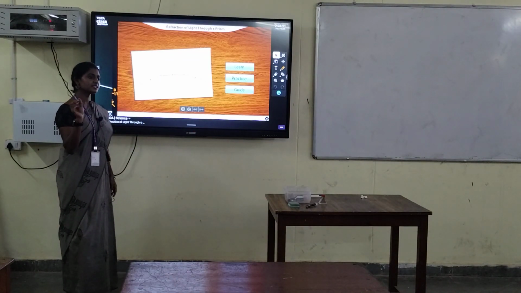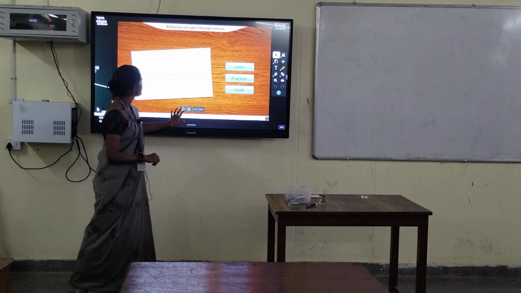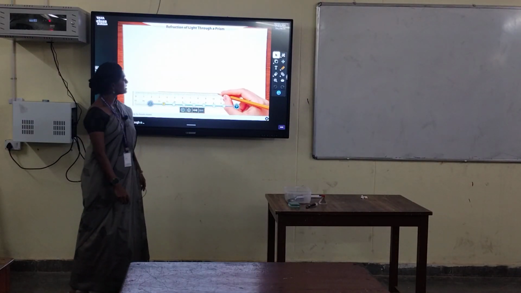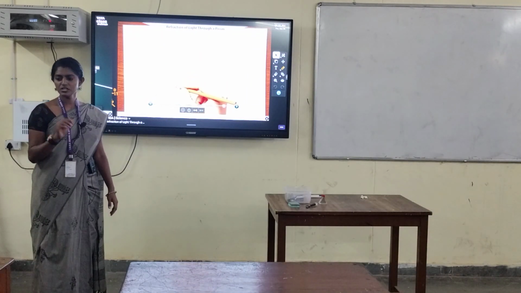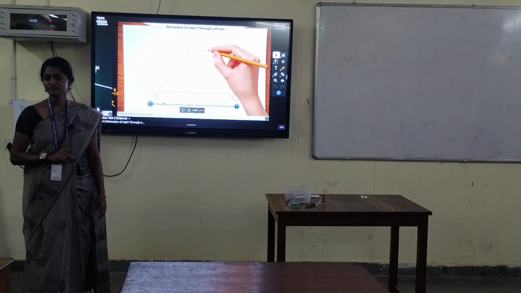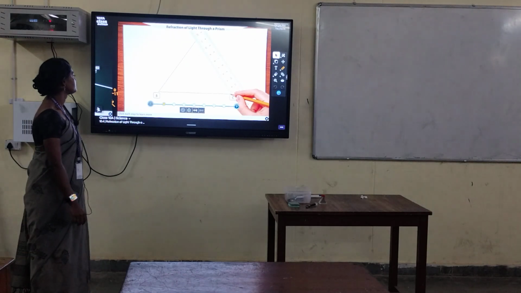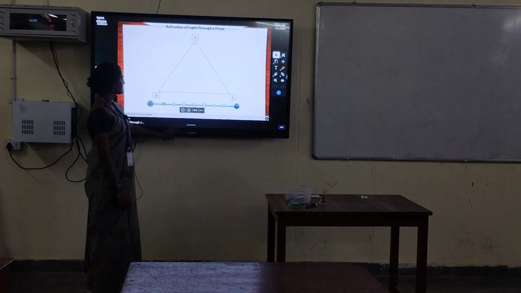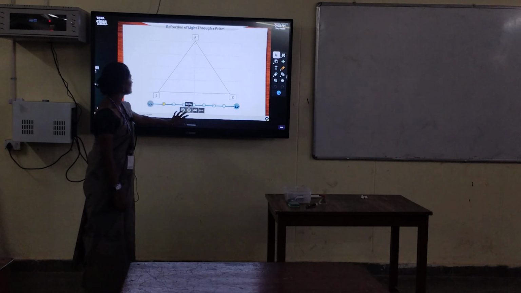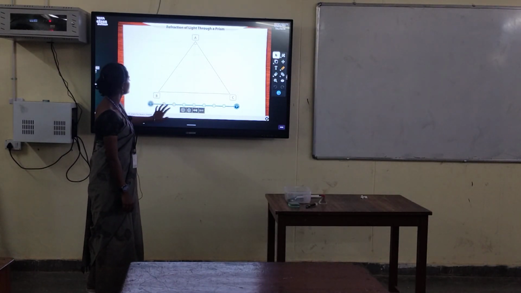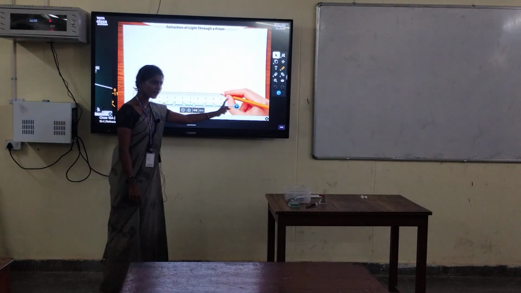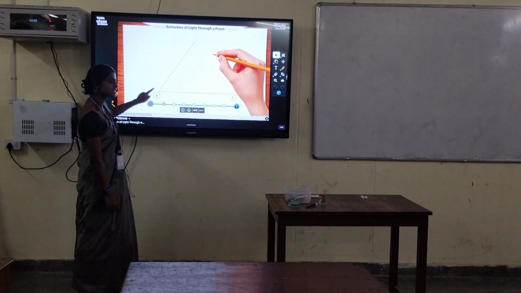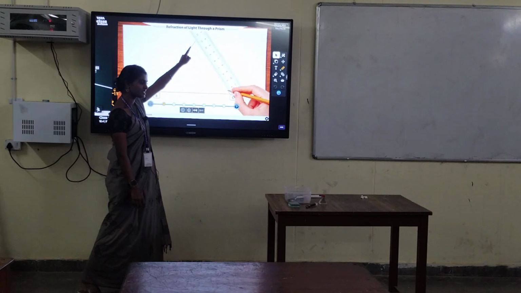Now be ready with your pencil, scale, and protractor. First, in the center of your page, draw a line of 5 centimeters. One second, everyone look here. First, draw a line of 5 centimeters. Take your protractor, keep it at point B, mark 60 degrees and draw a line of again 5 centimeters.